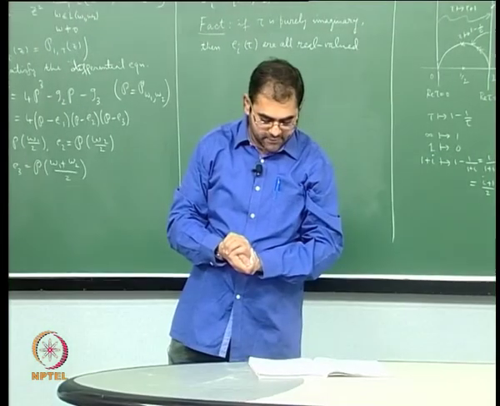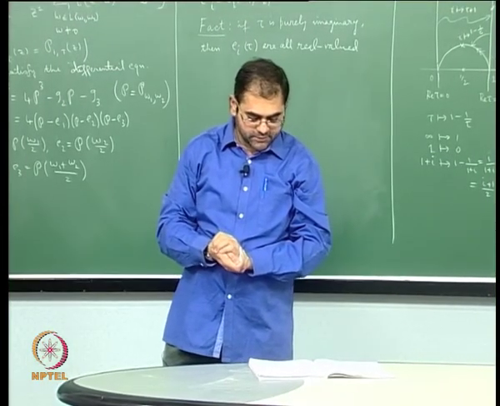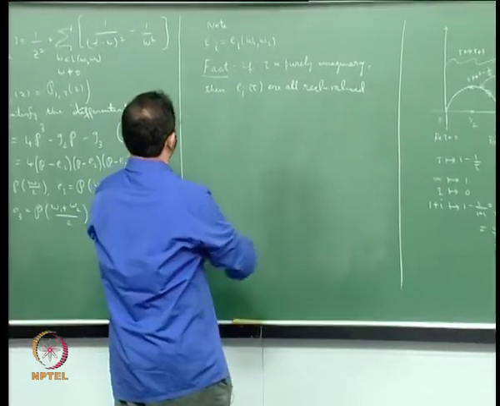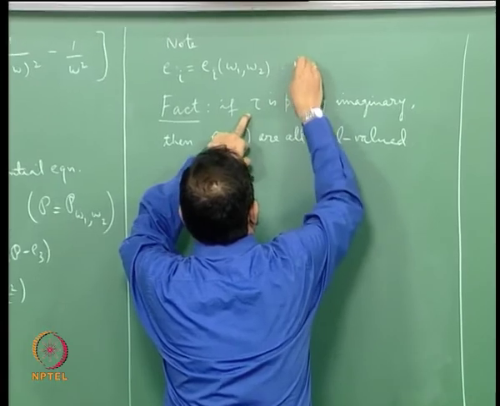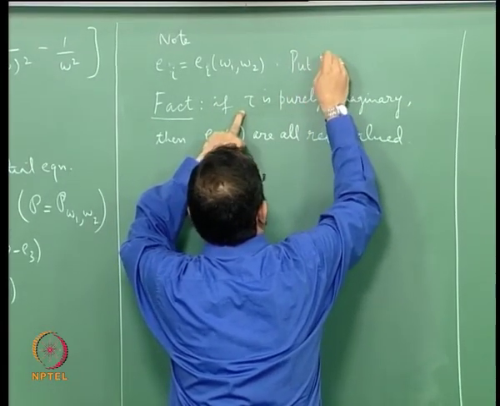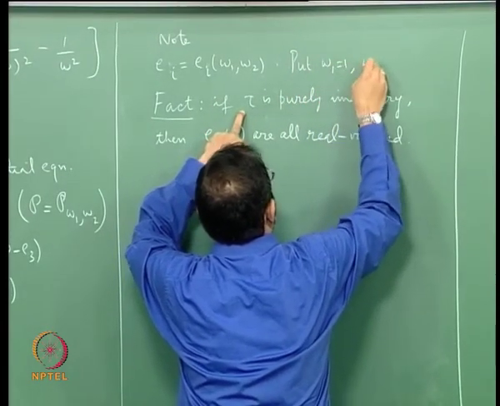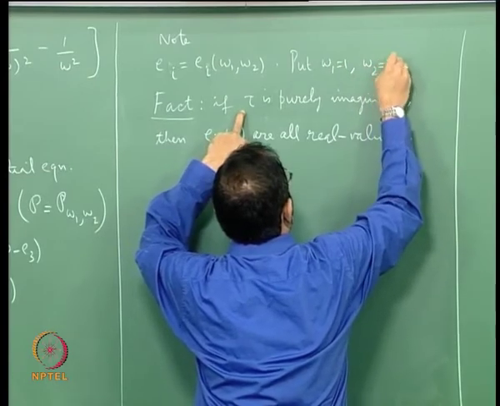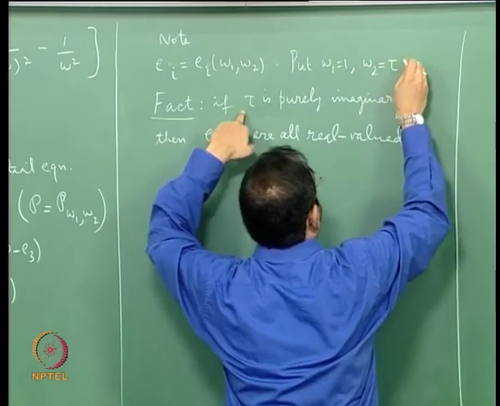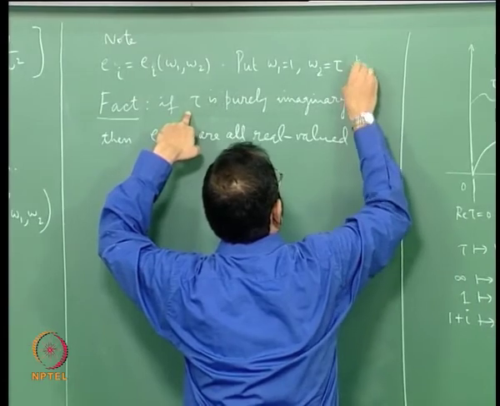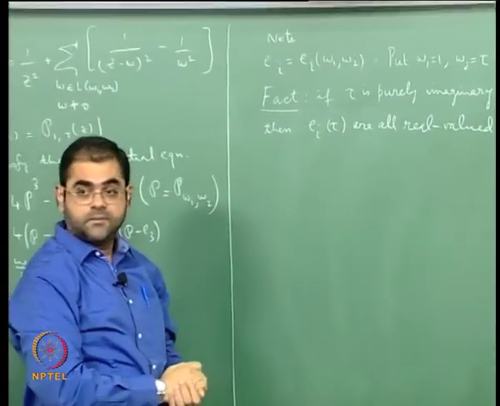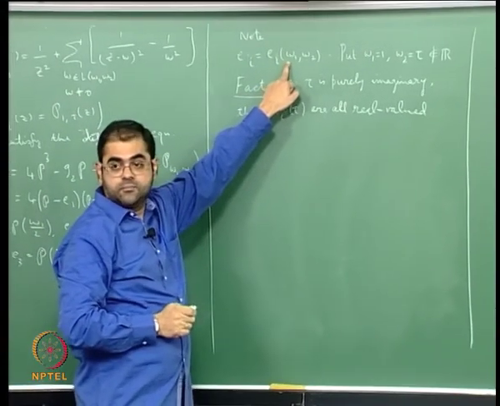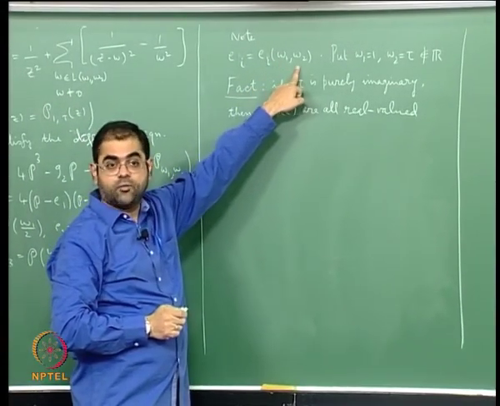So let me compute. But before this, I need to ask you to put omega 1 equal to 1 and omega 2 equal to tau, which is not real, okay. So put omega 1 equal to 1, put omega 2 equal to tau, where tau is not real.